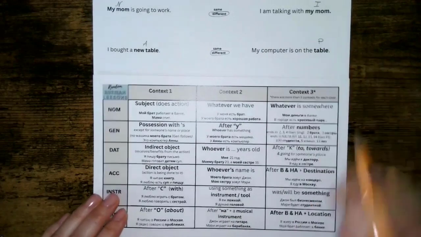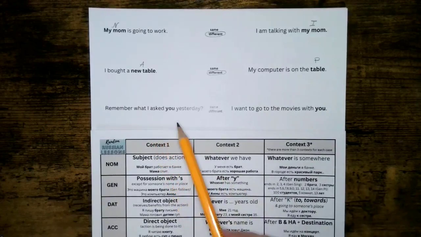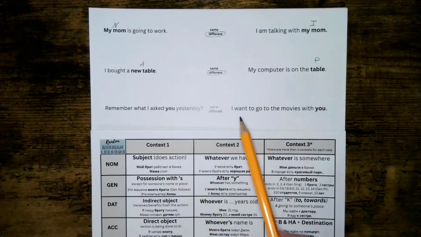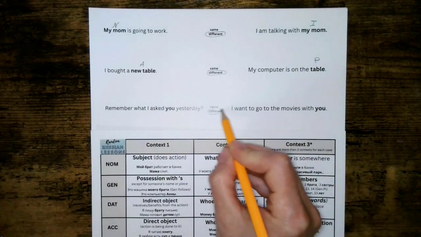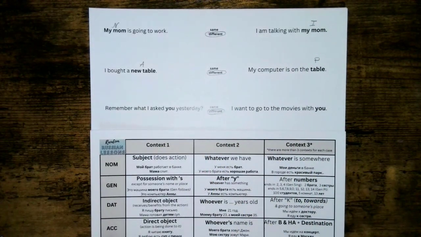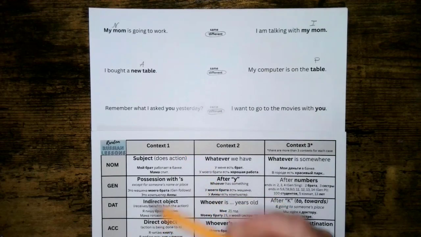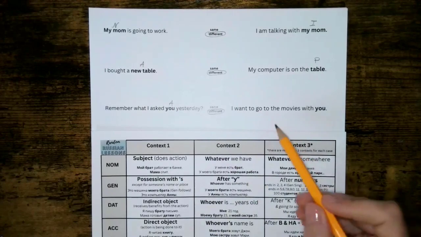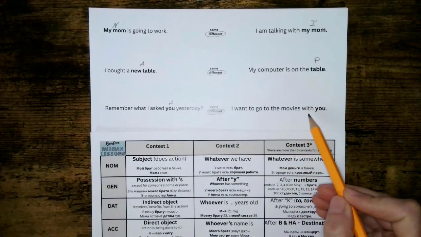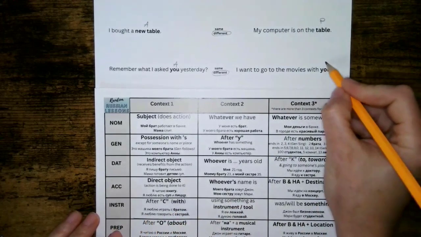Okay, so the next sentences are: remember what I asked you yesterday, versus I want to go to the movies with you. And again, the context and the cases are different. I asked you. Whoever we ask is being asked. So that would be a direct object, and that's going to be accusative. I want to go to the movies with you. With requires the instrumental case.